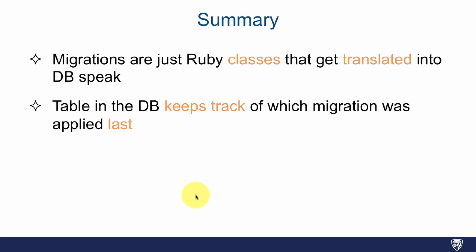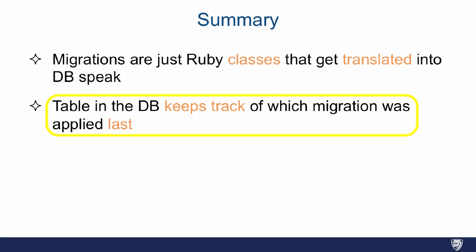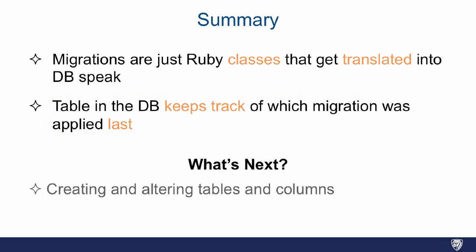In summary, migrations are just Ruby classes that get translated into DB speak, and a table in the database keeps track of which migration was applied last. This way you could do rake db migrate to go forward and rake db rollback to roll back your migration. What's next? Next we'll take a look at the actual creation and altering of tables and columns. This lecture was more theoretical about how migrations work in general. In the next lecture, I hope you'll get to see how migrations are actually written and applied a little more.